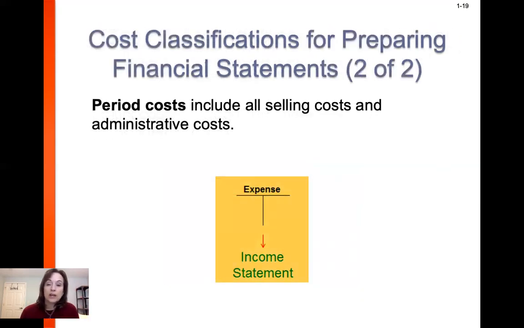Period costs, like your non-manufacturing costs, selling and administrative, we just record those as expenses when we have them. So advertising expense, paying your HR people's salaries, depreciation on office equipment in your administrative offices. Once you've got the expense, you just show it in the appropriate expense account. It goes directly onto the income statement as an expense.